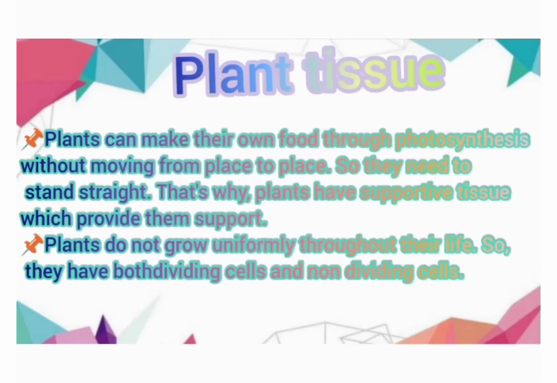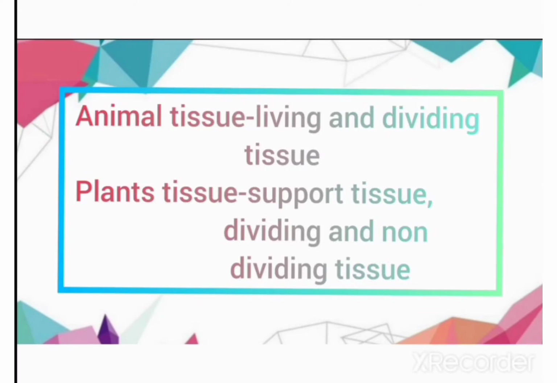Plant tissue. Plants can make their own food through photosynthesis without moving from place to place, so they need to stand straight. That's why plants have supportive tissue which provides them support. Plants do not grow uniformly throughout their life, so they have both dividing cells and non-dividing cells in different places. So, animals have living and dividing tissue. Plants have supportive tissue, and dividing and non-dividing tissues.